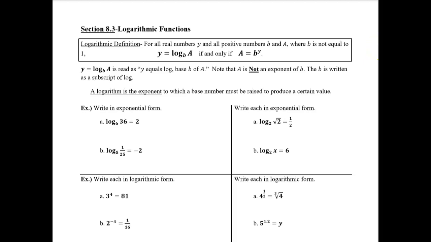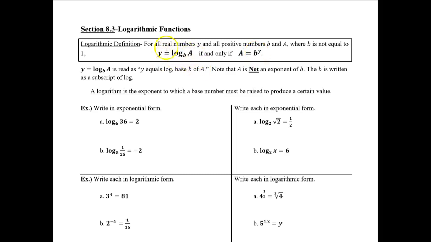In this video, we're going to start talking about logarithms and logarithmic functions. So a logarithm says for all real numbers y and all positive numbers b and a, where b is not equal to 1, y equals log base b of a if and only if a equals b to the y.